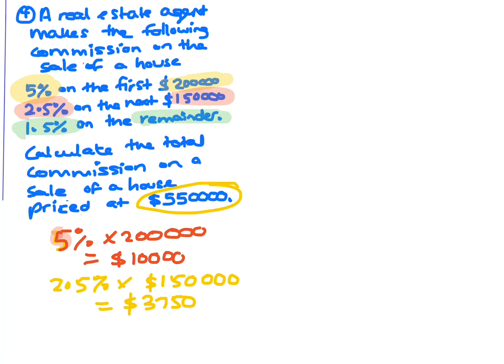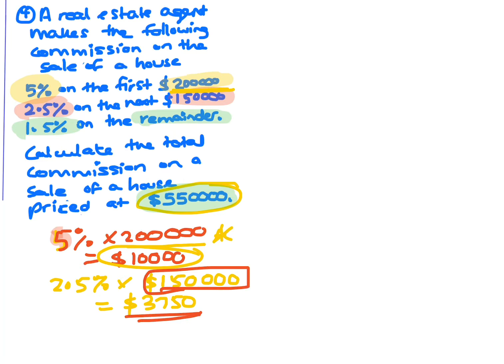So this is the total earnings here, just to make this really clear: $550,000. Of that, the first 200,000, you're going to pay 10,000 in commission. And of that 550,000, the next 150,000, you're going to pay 3,750. And then finally, on the remainder, you pay 1.5%.